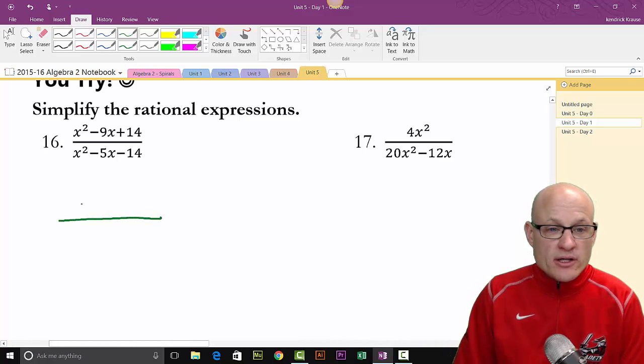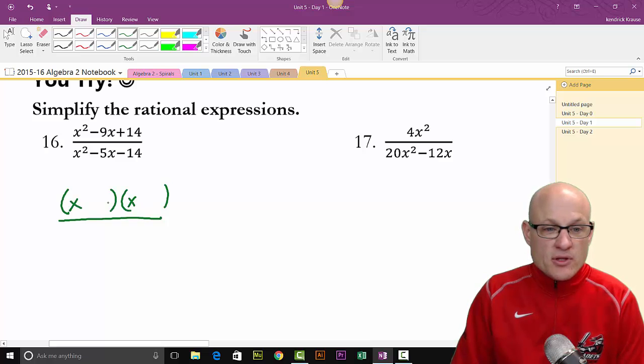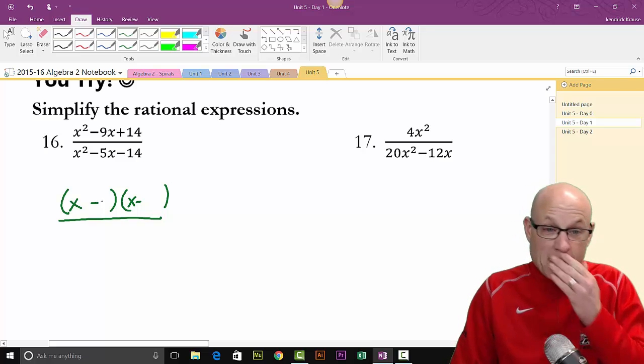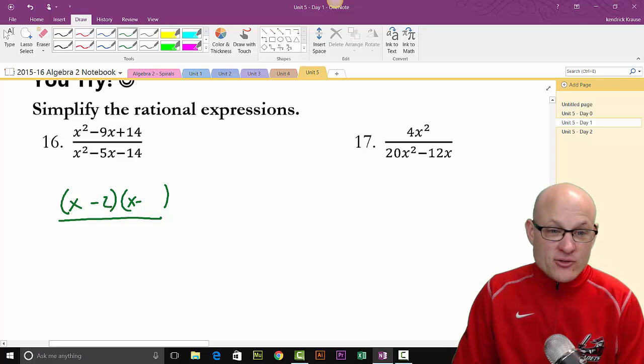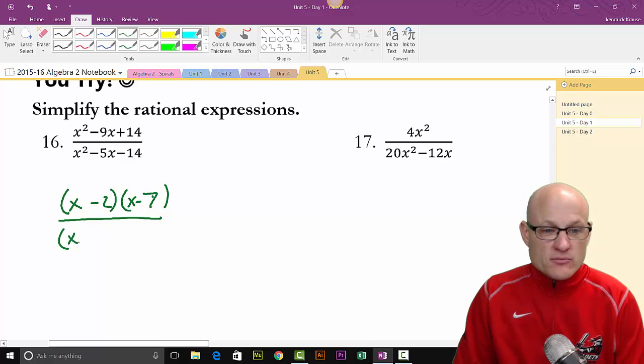In the numerator, it's x. Signs are going to be the same. They're both going to be minus. Multiply to 14, add up to 9: that's 2 and 7. Denominator, signs are going to be different. One's going to be plus, one's going to be minus. Multiply to 14, add up to negative 5, that's negative 7 and positive 2. These cancel.